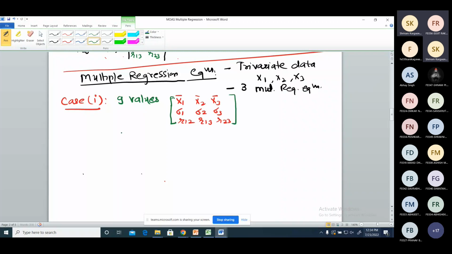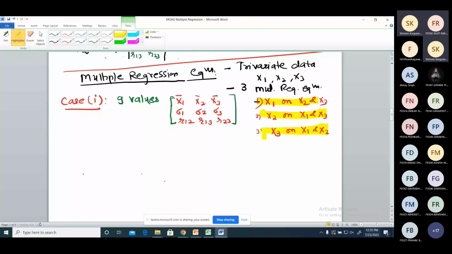Then you understand that you have to apply some equation. So that equation, I write the general formula. Now there are three equations, right? Which are those equations? First of all, the multiple regression equation of x1 on x2 and x3. Then the second equation, multiple regression equation of x2 on x1 and x3. Then finally, multiple regression equation of x3 on x1 and x2. So these are the three equations which we are going to deal with.